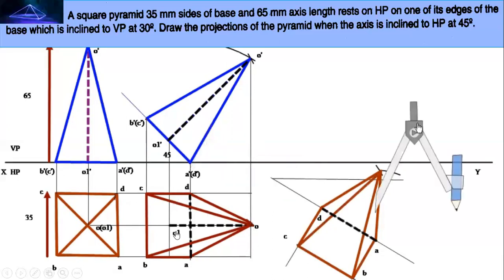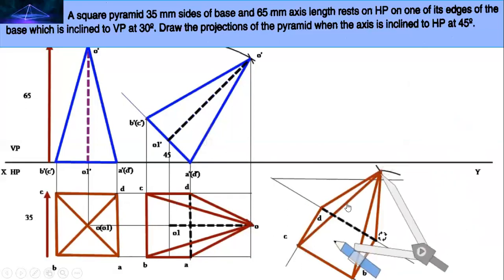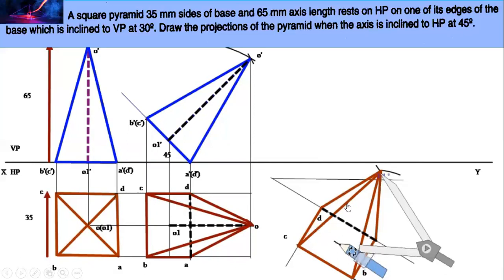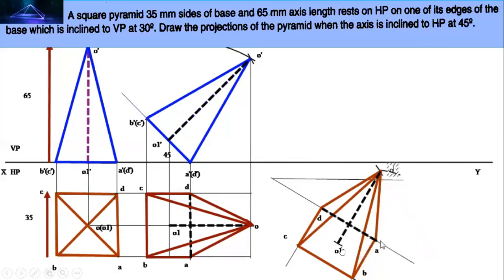So measure O to O1, cut an arc. Draw a straight line from O wherever it intersects, that is O1. It should be 90 degrees. So from O, draw a 90-degree line, whichever intersects with that arc, that is the point O1.